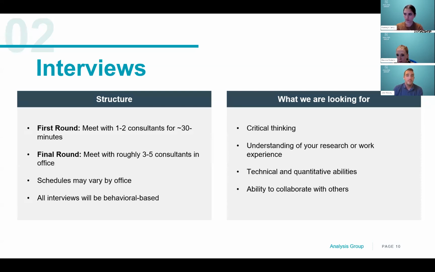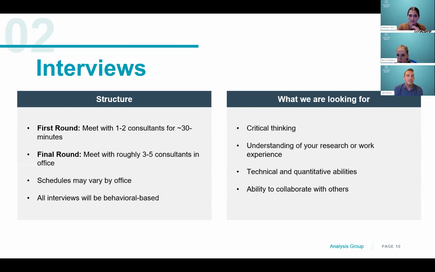When we get to the final round interviews for those candidates that are moving forward in the process, you will meet with approximately 3 to 5 consultants. Again, the hope is that this will be in person, and they typically are, but on occasion, we could have some circumstances where it has to be virtual. And so we are flexible in that way. Please know that schedules do vary by office. So depending on which offices you are listing in terms of your geographic preferences, it could vary from office to office. So something to be aware of.